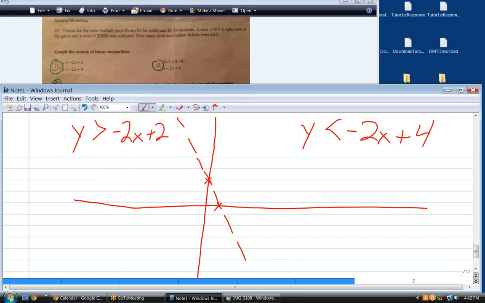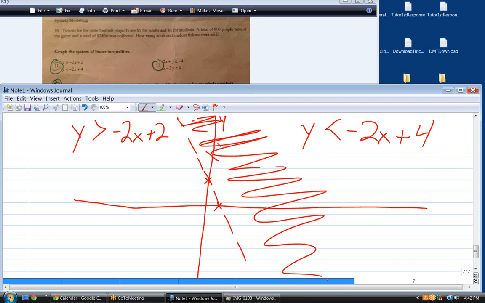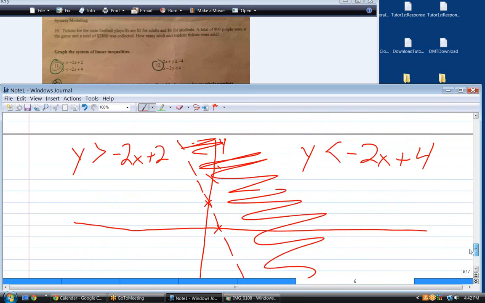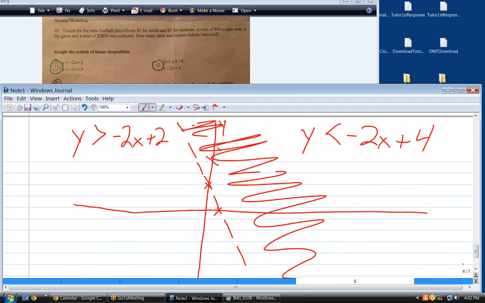You shade the left. Look to the y-axis. There's the y-axis. It says y has to be greater than that line. So here's a point that's greater. Here's a point that's greater. So it's this part that I would shade. Okay, you with me? Yep.